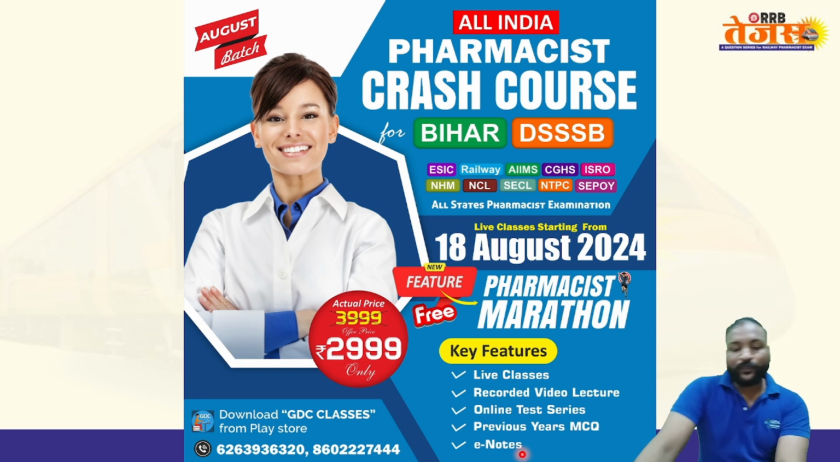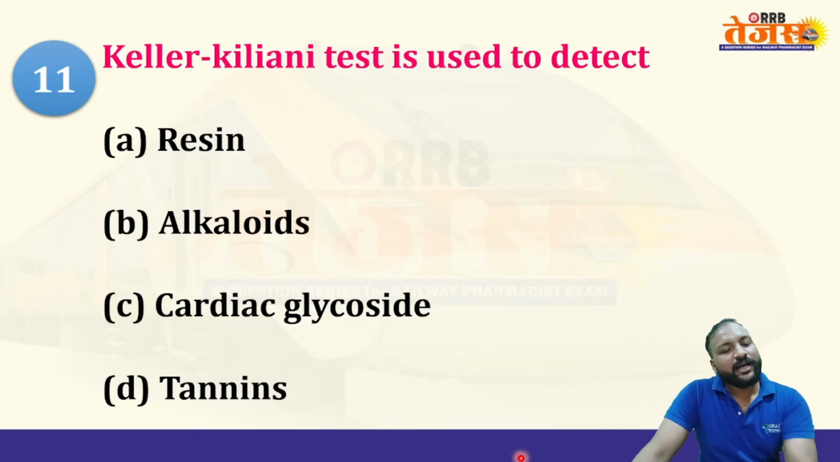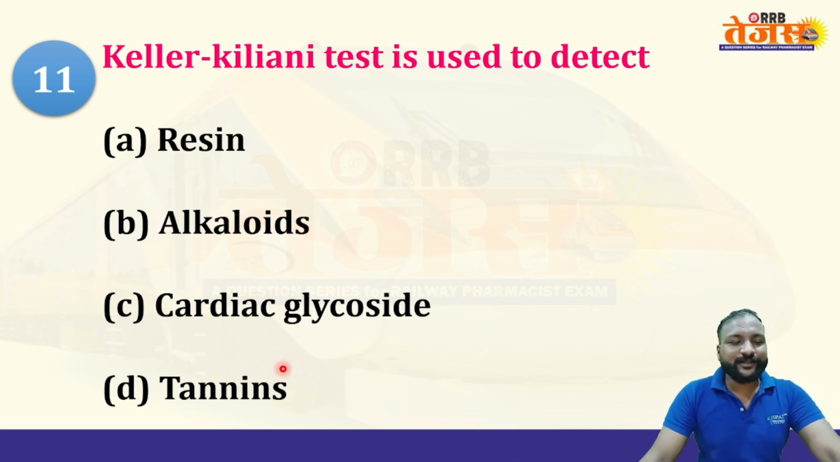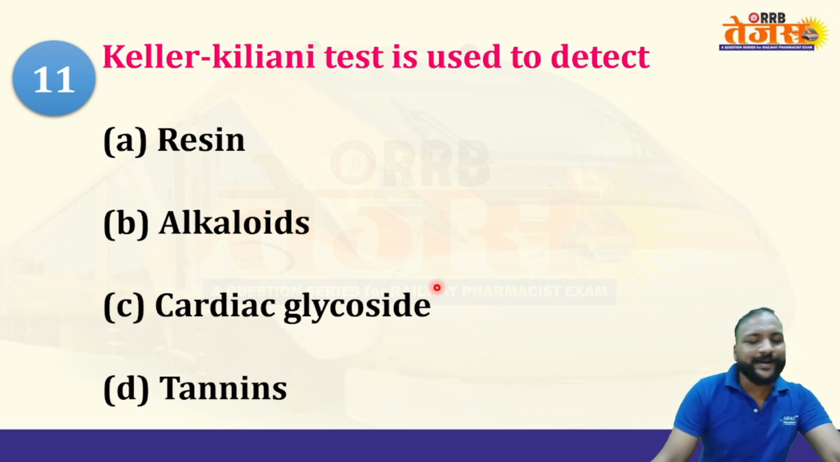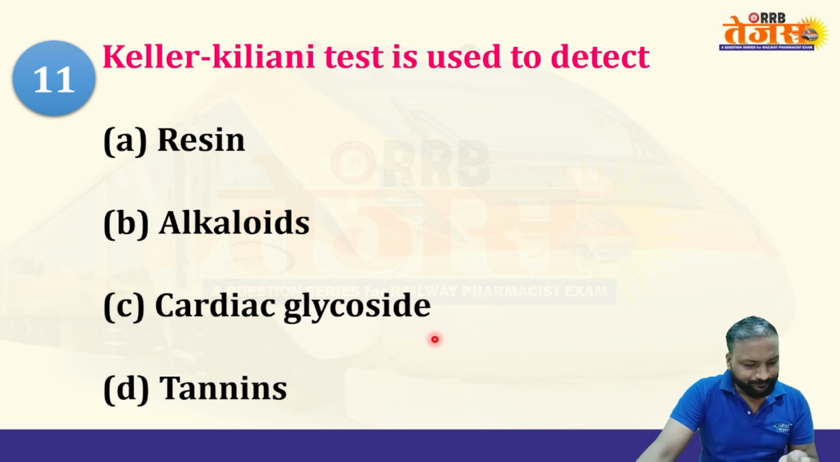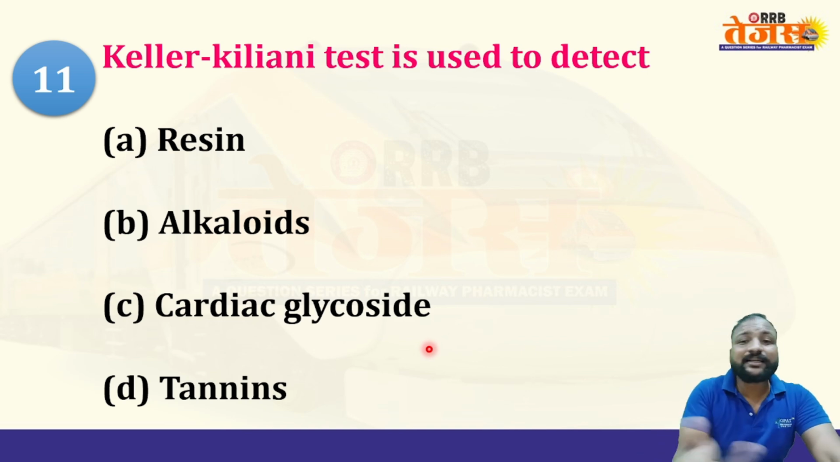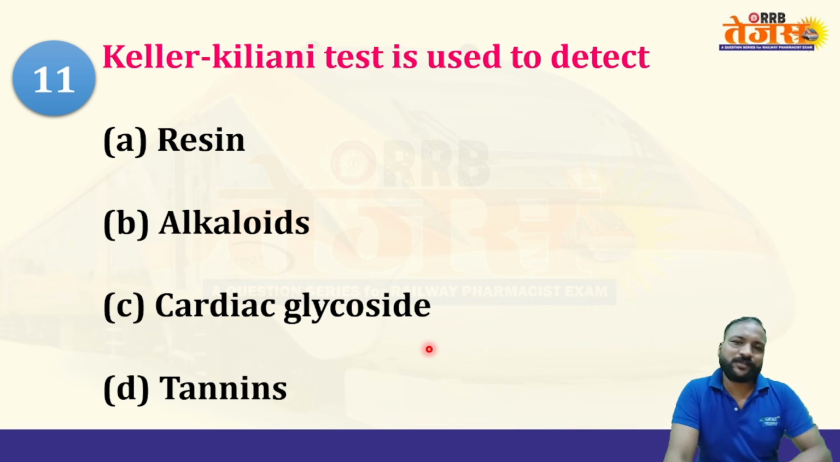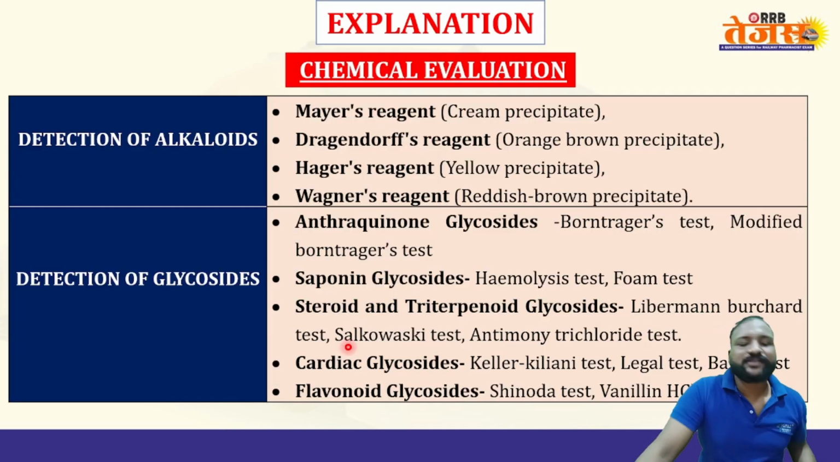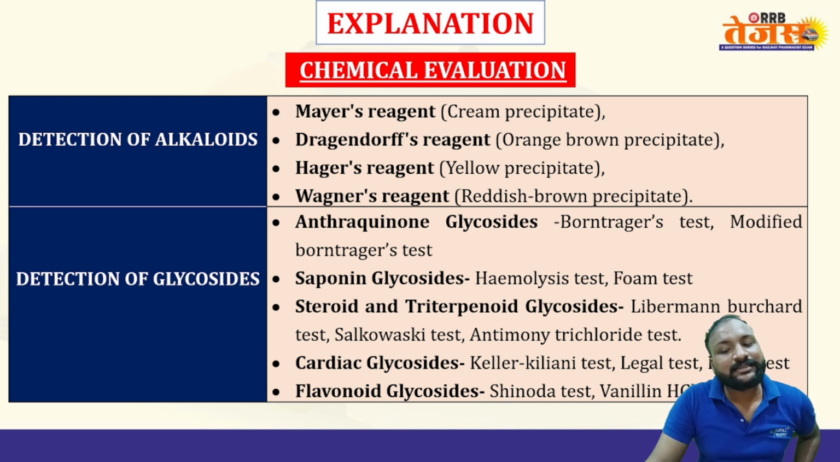Okay, yes. Now we'll see the next question. Question number 11 in this series: the Keller-Kiliani test is used to detect option A resin, B alkaloids, C cardiac glycoside, and D tannins. So what is the right answer here? Just now we came across this table for the detection of alkaloids and glycosides. Yes, the Keller-Kiliani test is for detecting cardiac glycosides. Just now we came across it here itself. The Keller-Kiliani test is for cardiac glycosides.